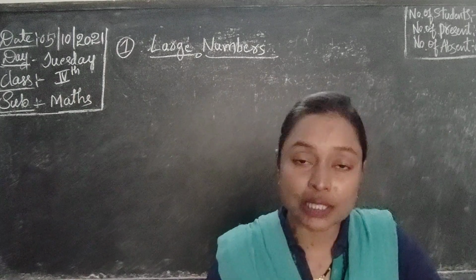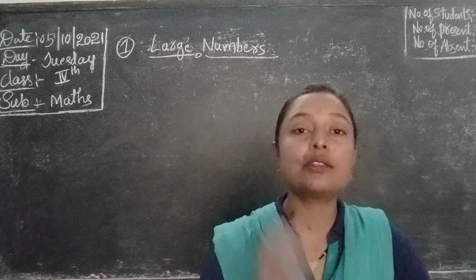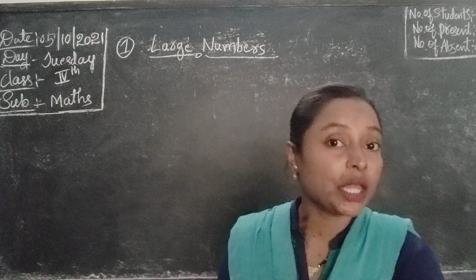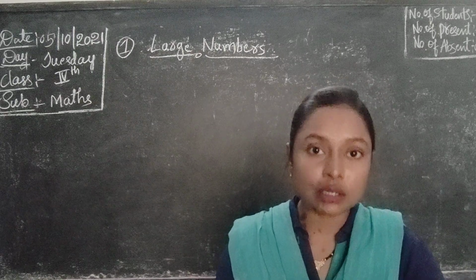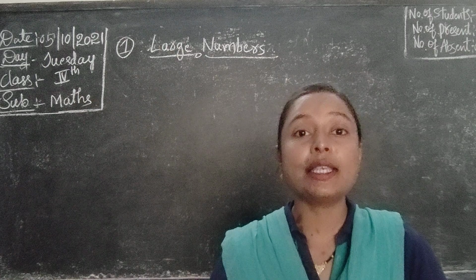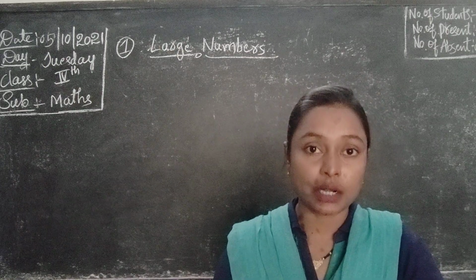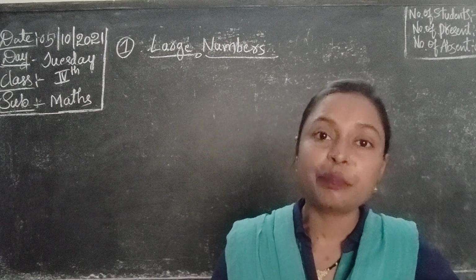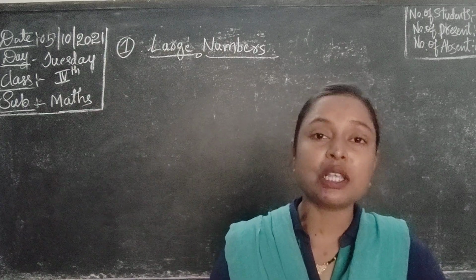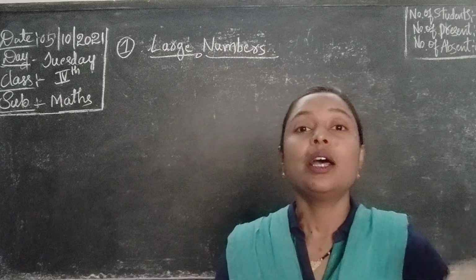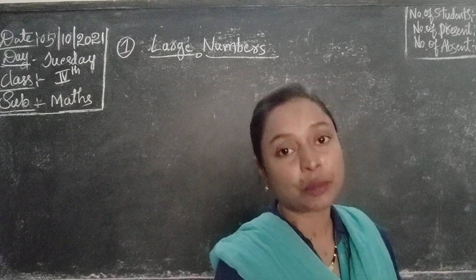So 1's place, 10's place, 100 place, these will come in which period? 1's period. Next, 1000, 10,000, these places will come in which period? 1000 period. Next comes lakh, 10 lakh. These places will come in which period? Lakh period. 1's period, 1000 period, lakh period.